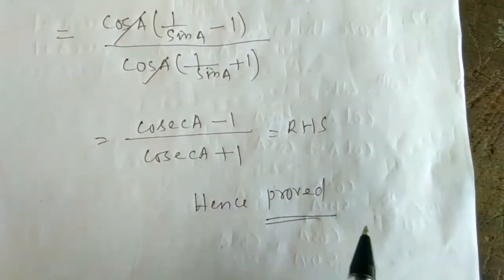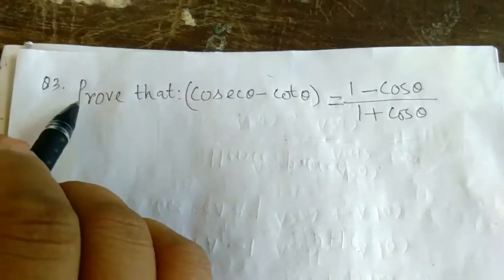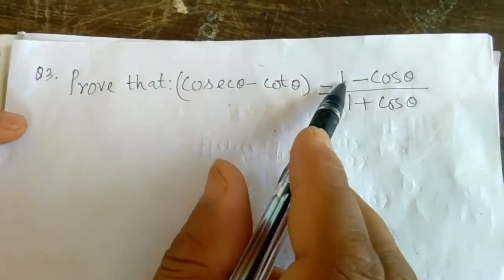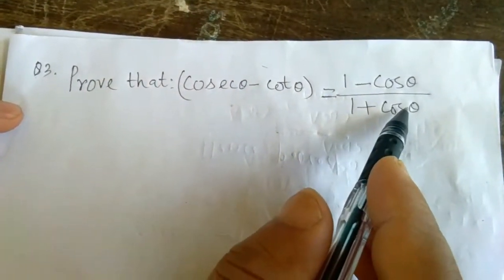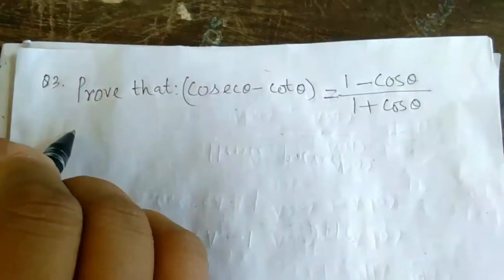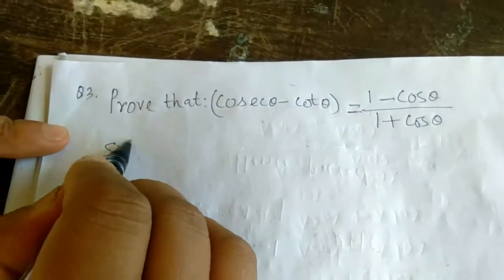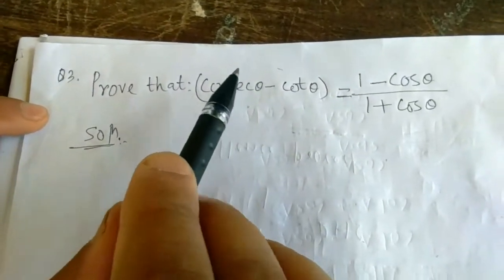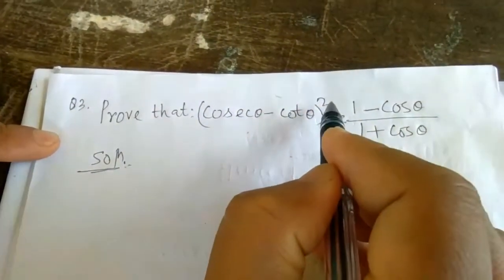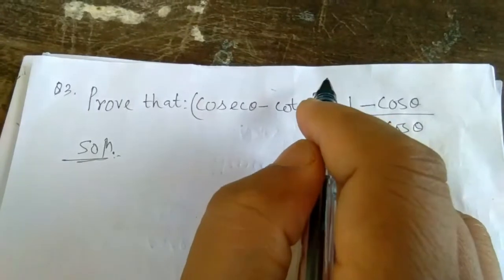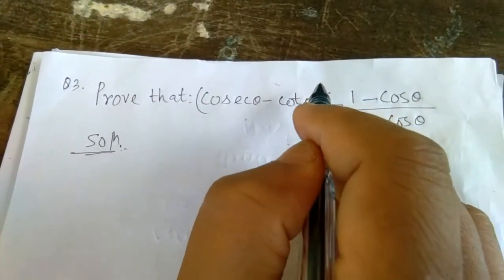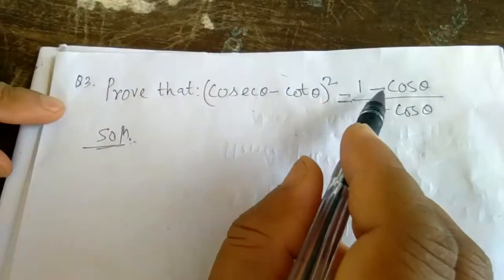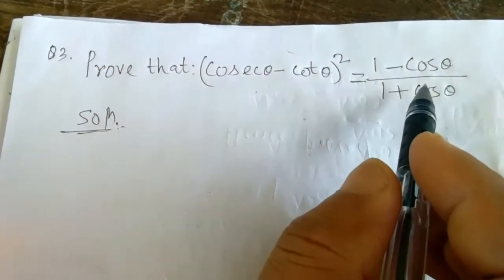Okay, question number 3. Prove that cosec theta minus cot theta whole square equal to 1 minus cos theta by 1 plus cos theta. Okay, so see the solution, how to prove. First we can prove left hand side equal to, sorry, whole square there, whole square equal to 1 minus cos theta by 1 plus cos theta.